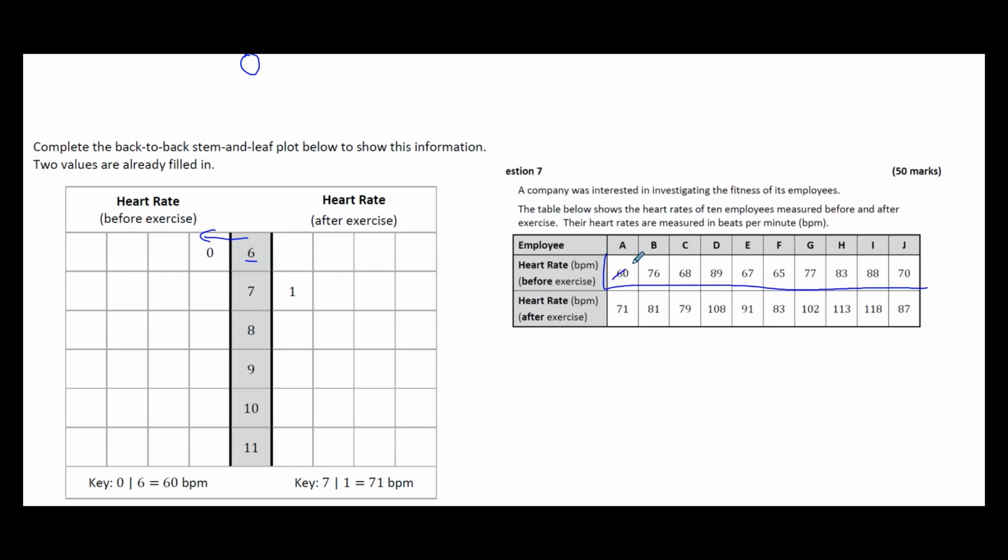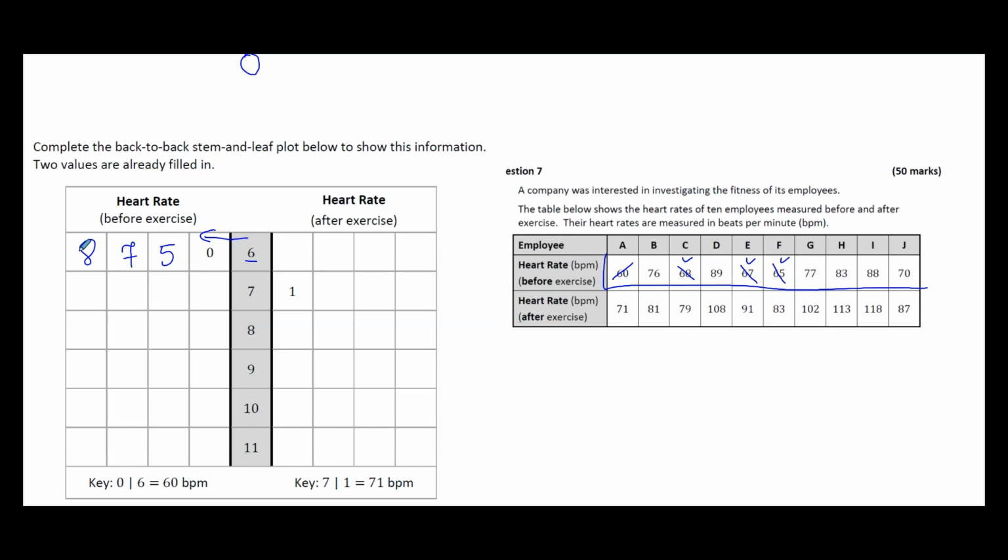We are saying, what other values have 60s? We have 68, 67, 65. So we have 3. So 5 will be next. I have 65, so that's gone. Then I have 67, so I have 7 here. And then 68 is the last value. So that's how the stem and leaf work.